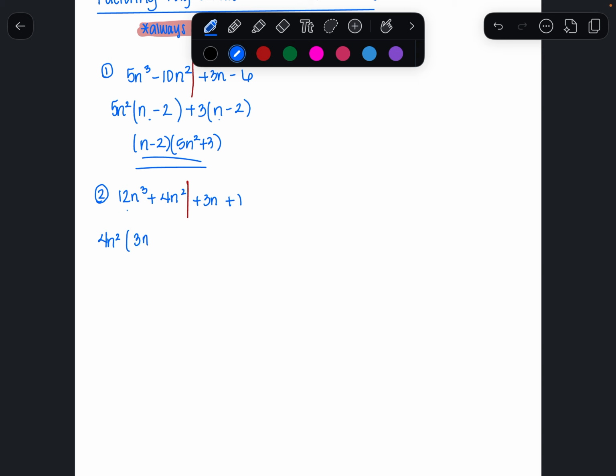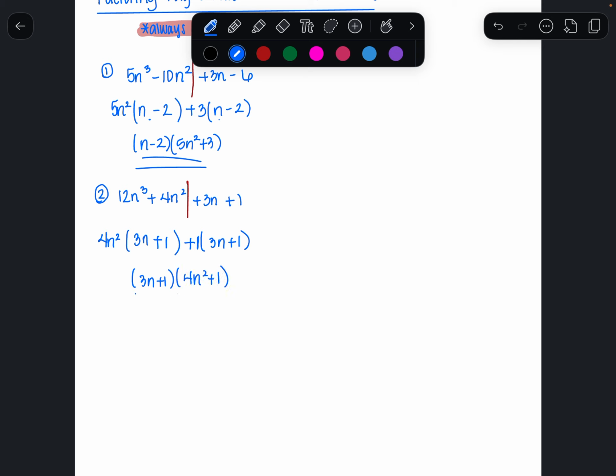So we're dividing this term by 4n squared. We get 3n. Divide the second term by 4n squared. We get 1. The greatest common factor of the second group is 1. Oops, I didn't even write it in. So factor out a 1, and you still end up with 3n plus 1. And here we go: 3n plus 1 and 4n squared plus 1.